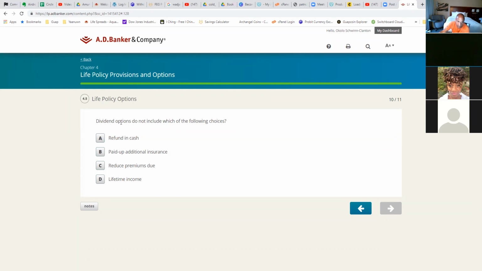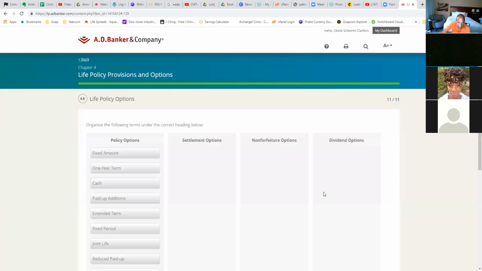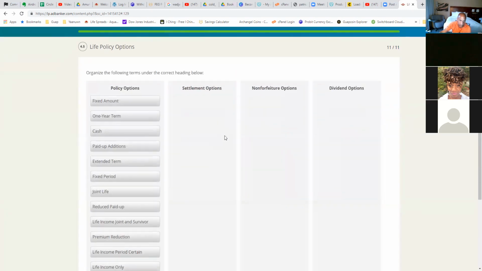Me personally. Dividend options do not include which of the following choices: a refund in cash, paid up additional insurance, reduced premiums due, lifetime income. I'm trying to get to the end here. Oh boy, they really want us to. So a fixed amount.